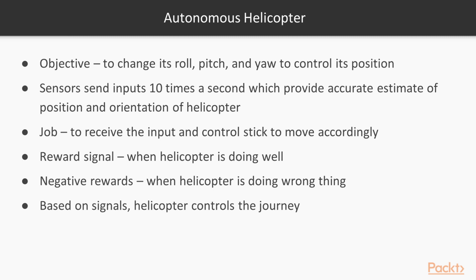Instead, RL algorithms give different types of feedback. It will give a reward signal when the helicopter is doing well, and negative rewards when the helicopter is doing the wrong thing. Based on these signals, the helicopter controls the journey. The job of the learning algorithm is to provide the reward functions and train the path on its own.